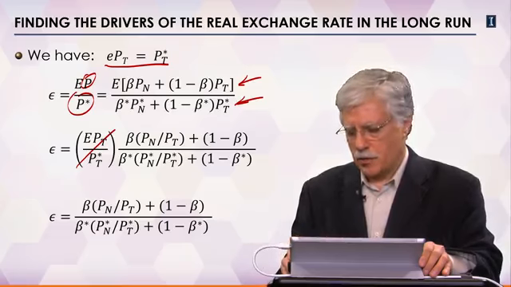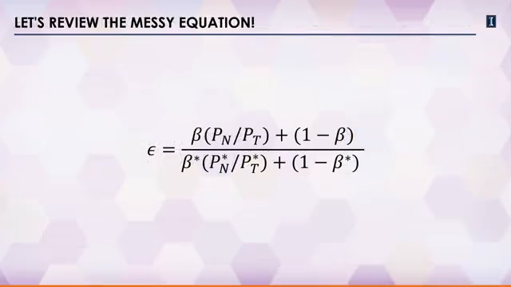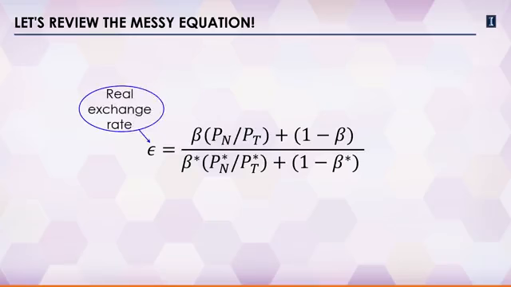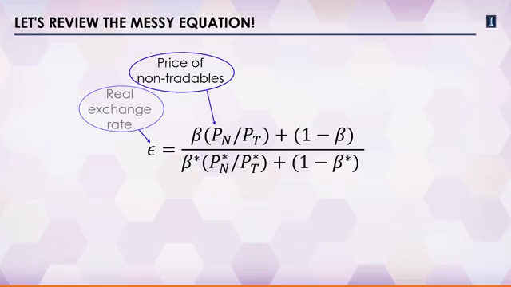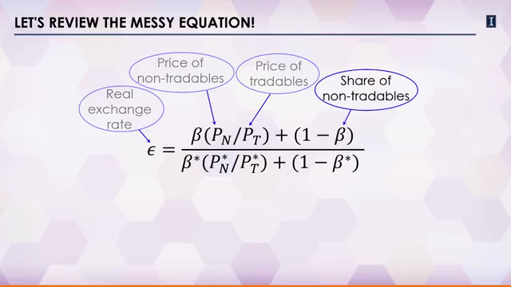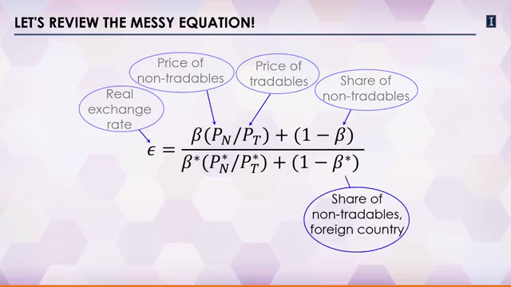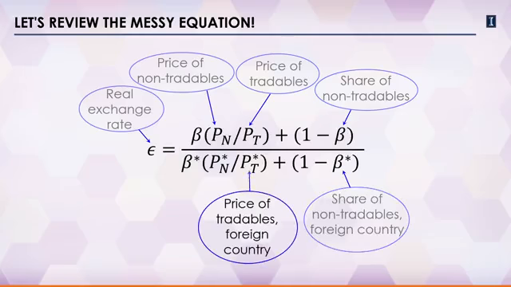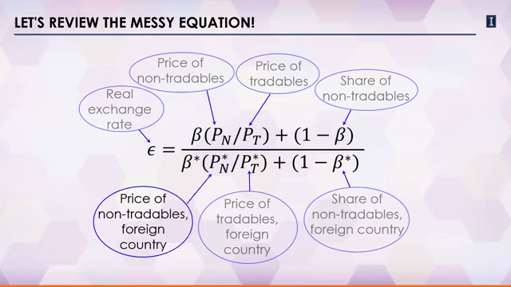This has a simple message. But before getting there, let me make sure that you understand and remember all the variables involved. Epsilon is the real exchange rate. PN is the price of non-tradables. PT is the price of tradables in our country. Beta is the share of non-tradables in our economy. And similarly, beta star is the share of non-tradables in the foreign country. PT star is their tradable prices. PN star is their non-tradable prices.